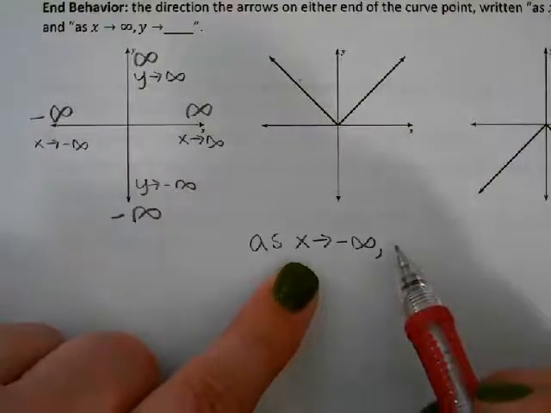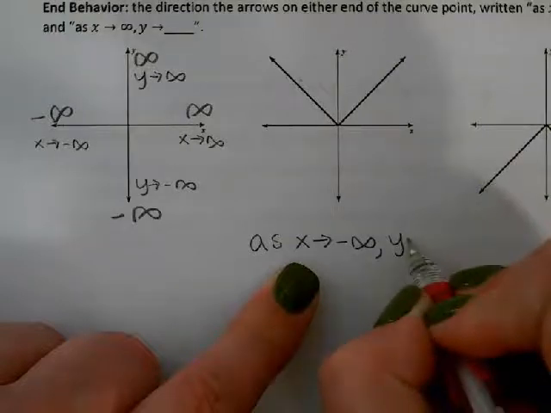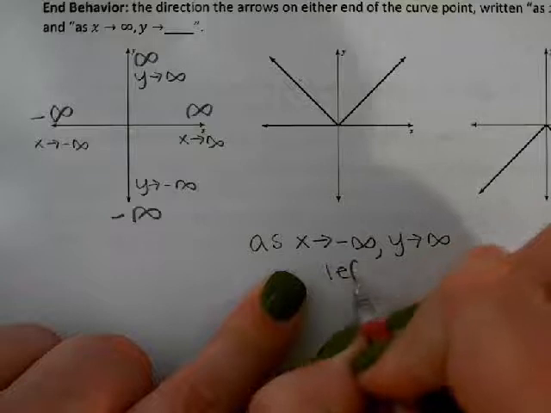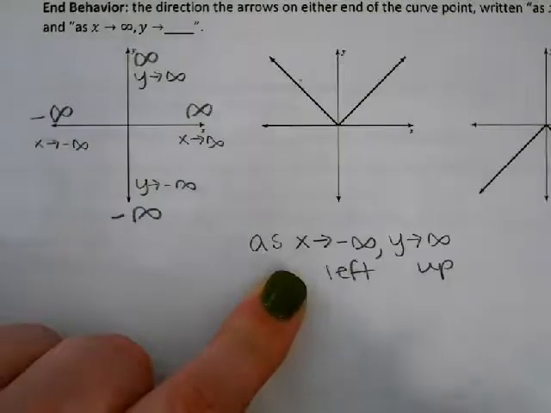Y goes to positive infinity. So we would say left arrow goes up. But we just write it symbolically. We write it with math symbols instead of with words.